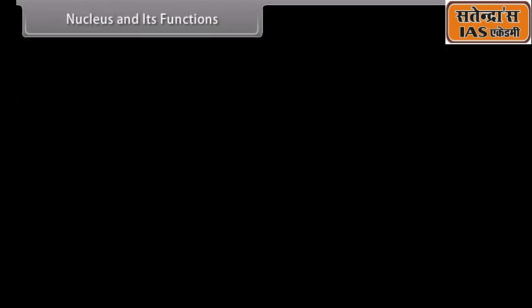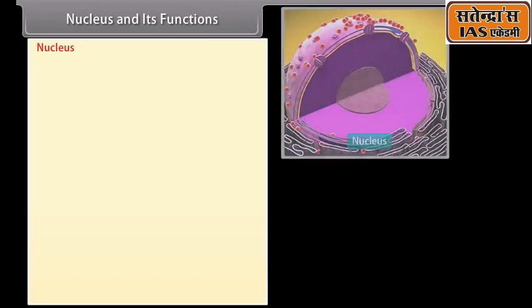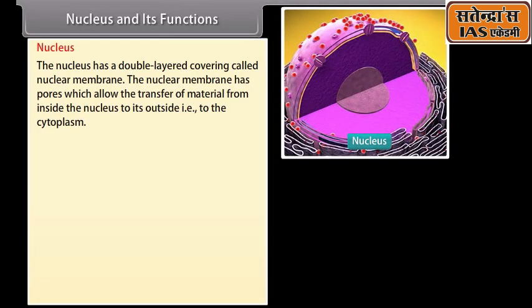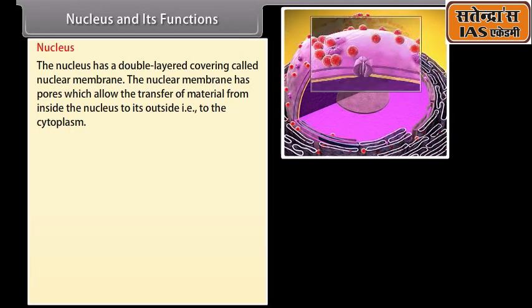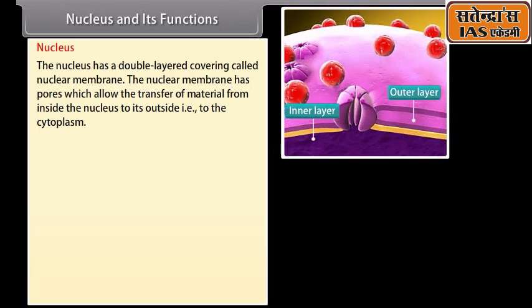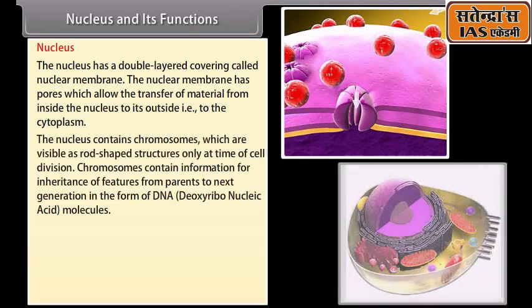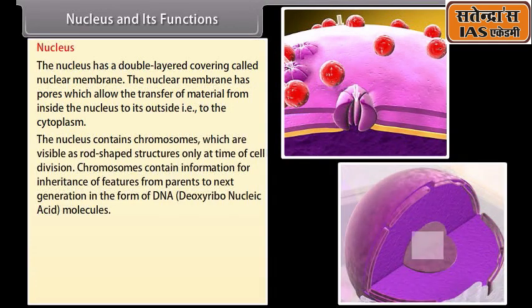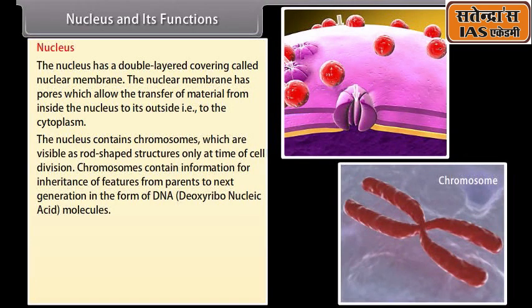Nucleus and its functions. The nucleus has a double-layered covering called nuclear membrane. The nuclear membrane has pores which allow the transfer of material from inside the nucleus to its outside, that is, to the cytoplasm. The nucleus contains chromosomes, which are visible as rod-shaped structures only at time of cell division.